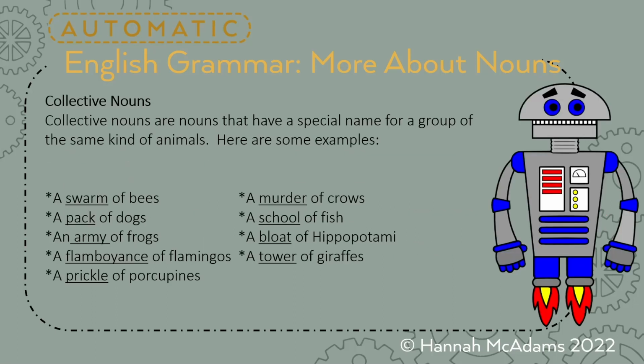Okay, and collective nouns are one of my favorite things. A collective noun is a special name for a group of the same kind of animal. Here are some examples: a swarm of bees, a murder of crows, a pack of dogs, a school of fish, an army of frogs, a bloat of hippopotami. I love that one because hippopotami, they're big, right? So a bloat, a flamboyance of flamingos, that's one of my favorites, a tower of giraffes, a prickle of porcupines. So those are really fun.